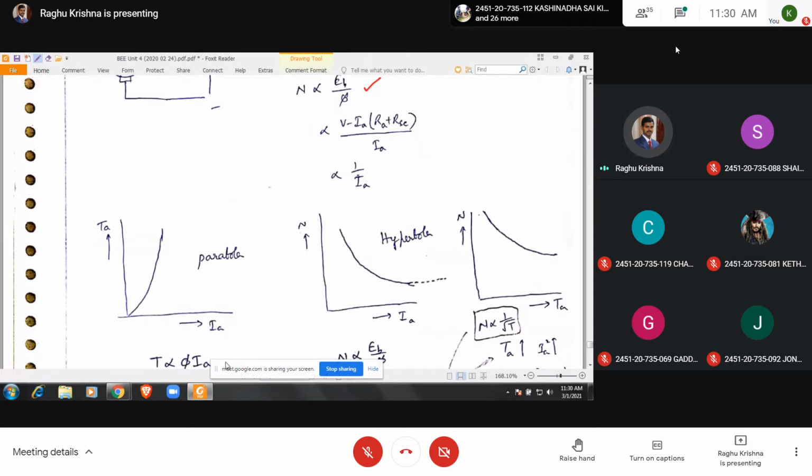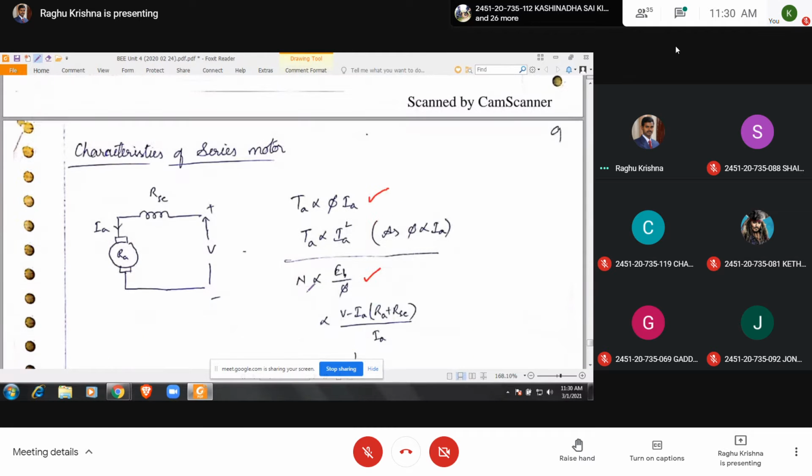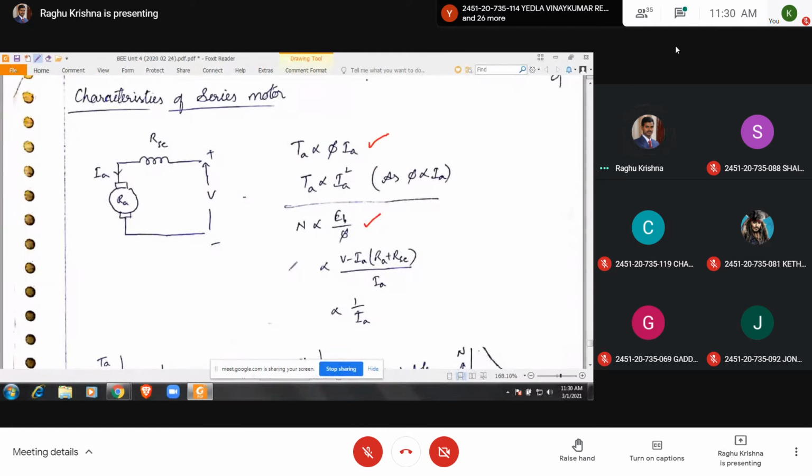Okay, let us see the. Okay. So characteristics of series motor. Have you seen this one?